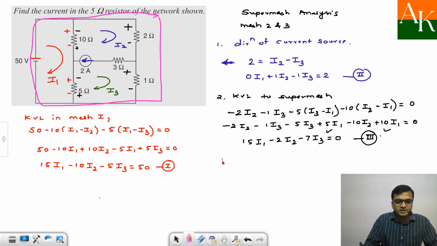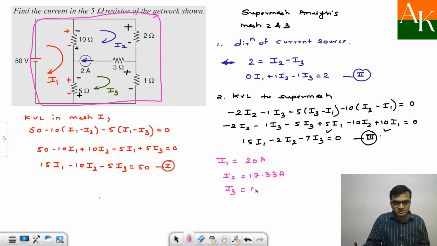Here I am not writing the matrix format. So I1 will turn out to be, I think, 20 ampere. You can check this. I2 turns out to be 17.33 ampere. Using a calculator, with 3 equations and 3 unknowns, you can find these out. And I3 turns out to be 15.33 ampere.